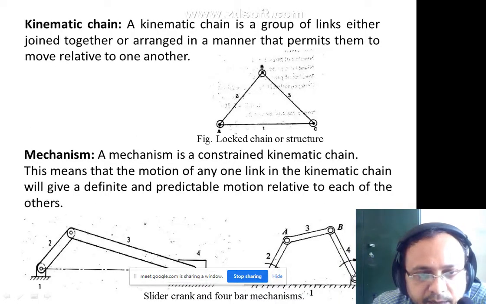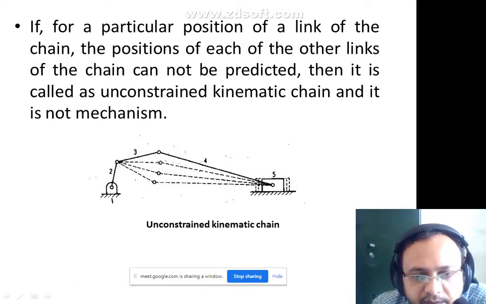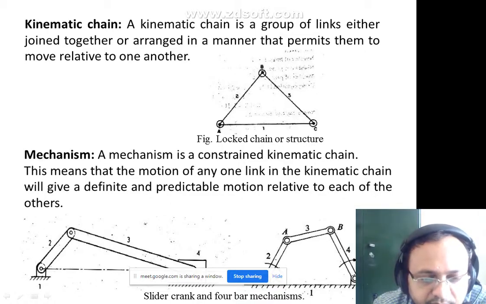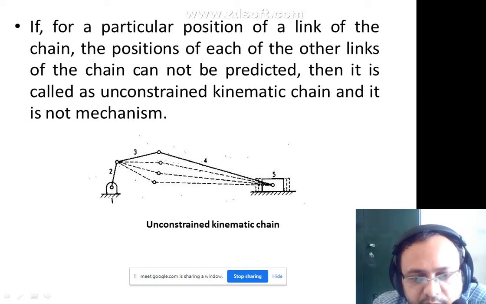You can see the difference between a kinematic chain and a mechanism here. This is a kinematic chain with a successfully, completely constrained mechanism, whereas in this one you can't predict it. Any position can be maintained. If you just put it over here, at 3 and 4, any point can be traced out from this.